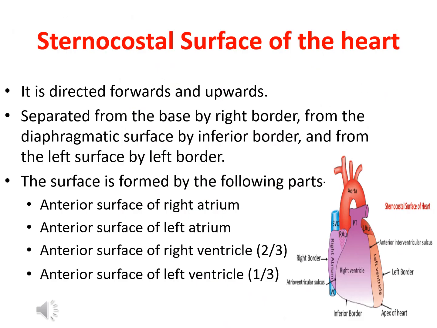Let's start the surfaces of the heart. First is the sternocostal surface of the heart. It is directed forwards and upwards. It is separated from the base by the right border, from the diaphragmatic surface by the inferior border, and from the left surface by the left border. The sternocostal surface is formed by the following parts: anterior surface of the right atrium, anterior surface of the left atrium, 2/3 anterior surface of the right ventricle, and 1/3 anterior surface of the left ventricle.